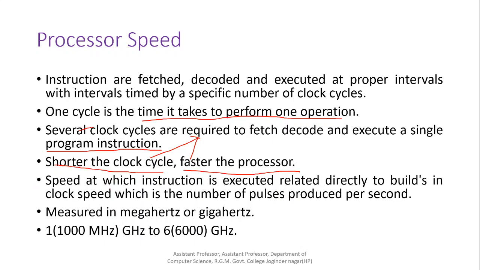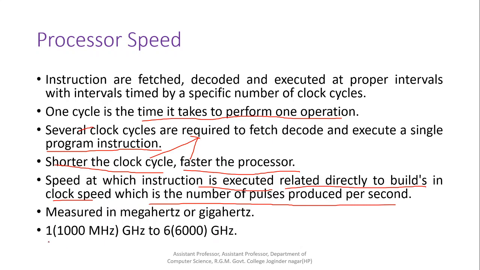The speed at which instructions are executed is related directly to the built-in clock speed, which is the number of pulses produced per second. Clock speed is always measured in megahertz or gigahertz. If you buy a laptop today, you can always check the clock speed of that computer. The higher the clock speed of a computer, the faster its processing speed.